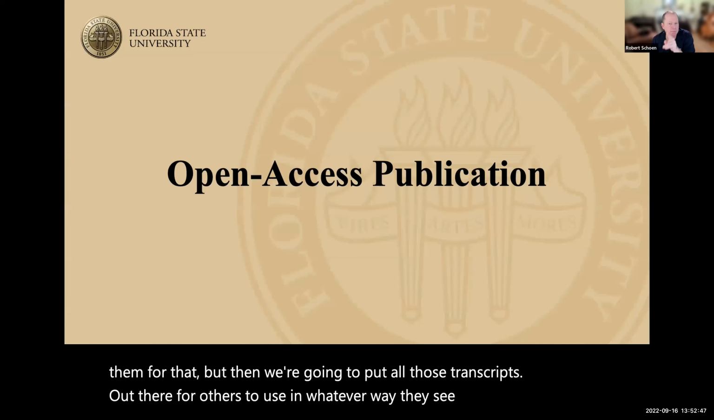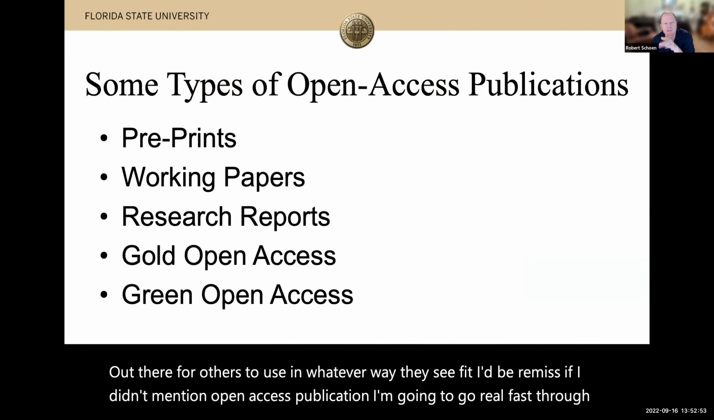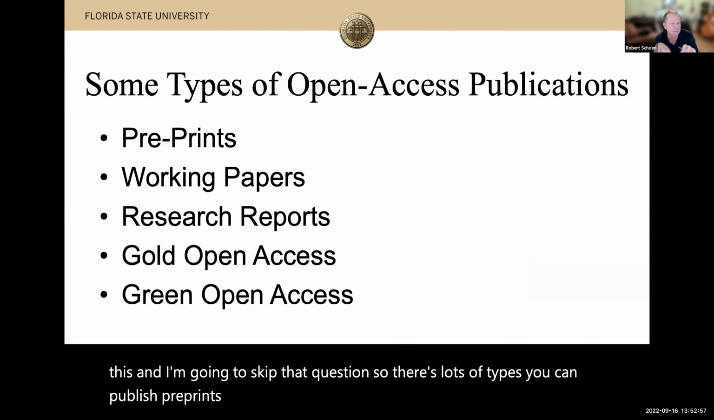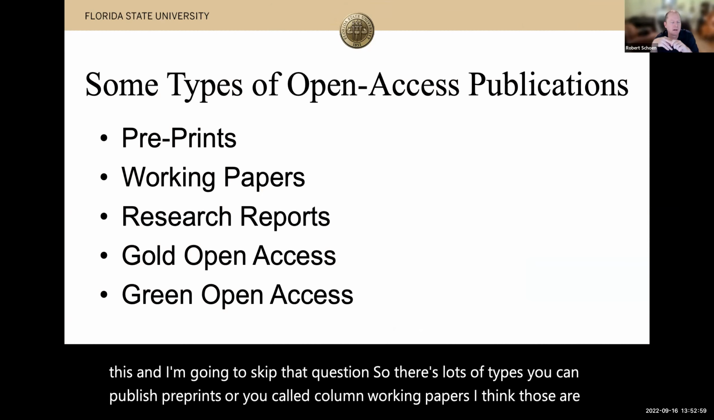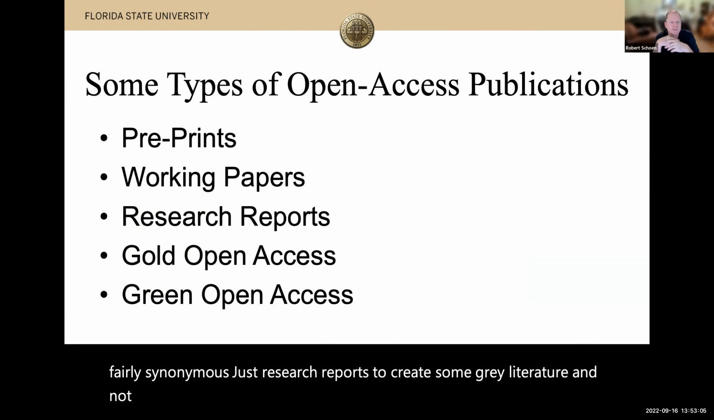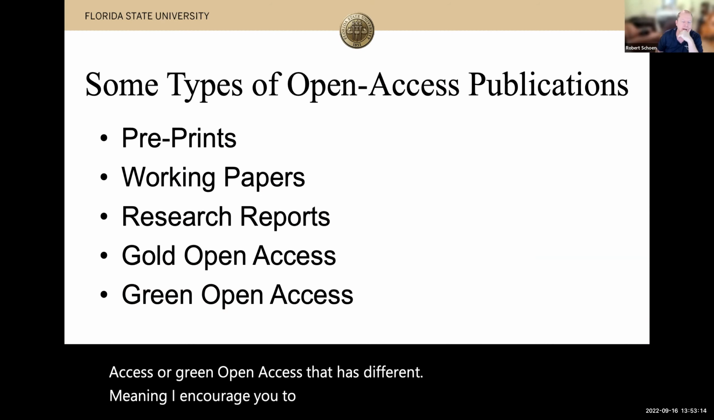I'd be remiss if I didn't mention open access publication. I'm going to go real fast through this, and I'm going to skip that question. There's lots of types. You can publish preprints, or we could call them working papers. I think those are fairly synonymous. Or research reports, to create some gray literature and not phantom literature. You can publish in journals under gold open access or green open access. Those have different meanings, and I encourage you to learn about that.